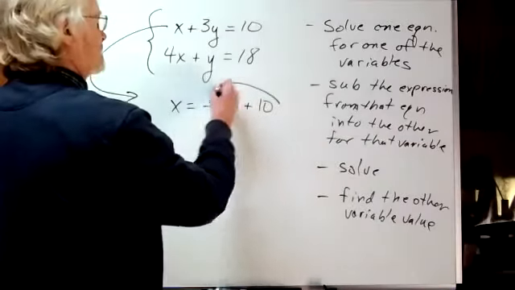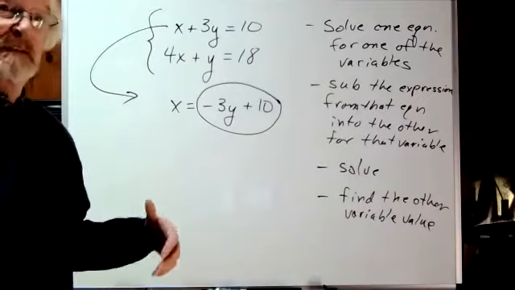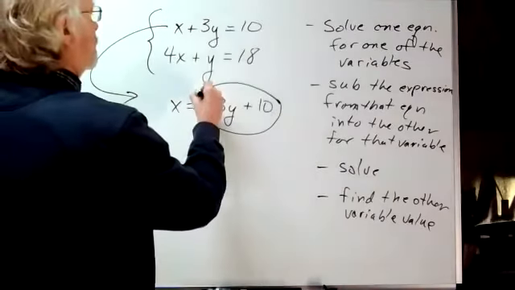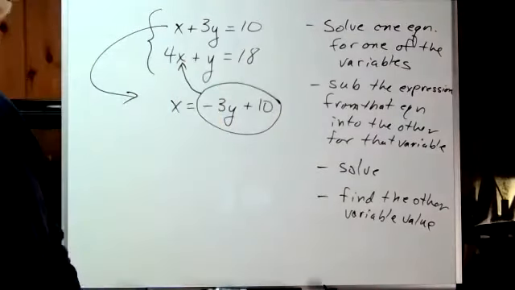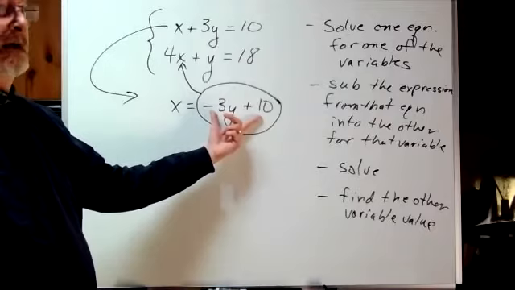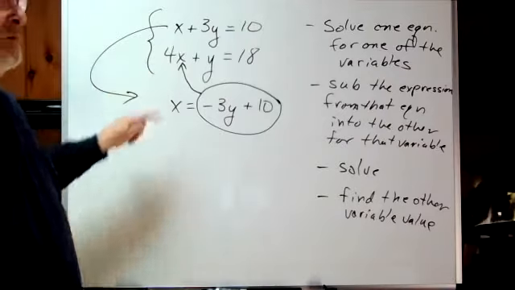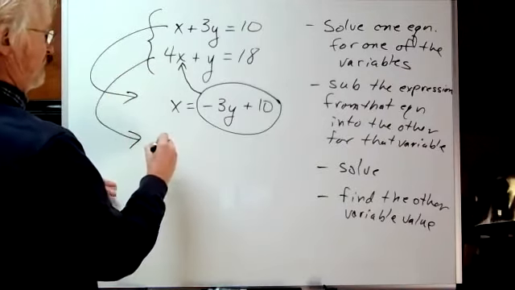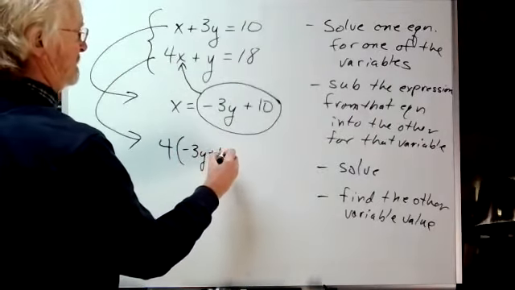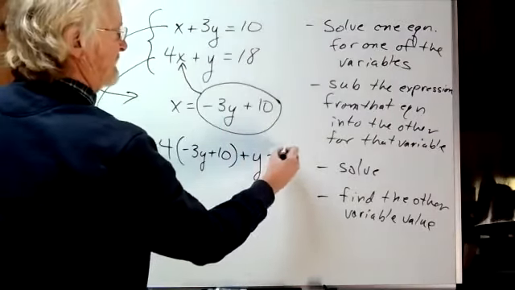So now I'm going to take this whole thing, and I've got to remember, it's always got to go back in the other equation, so you're putting them together. So this whole thing has to go in there instead of that x. Now this time I have this two-term expression for x, and it gets multiplied by 4, so I'm going to need to use parentheses and distribute eventually. So this one turns into 4 times, because my x, negative 3y plus 10. And then don't forget the rest of that equation, right? Plus y equals 18.